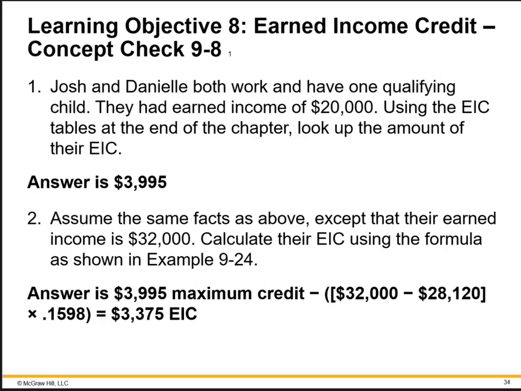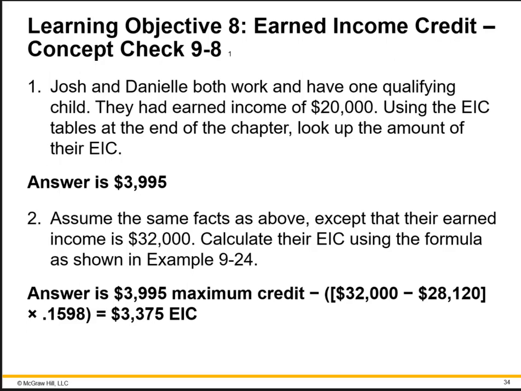So, example. Josh and Daniel both work and have one qualifying child. They earned income of $20,000. Okay? If you look up in the EIC tables at the end of the chapter, their amount is the maximum. They are in the sweet spot, let's say, okay? Their earned income is right where it is the maximum earned income credit, $39.95, for one qualifying child.